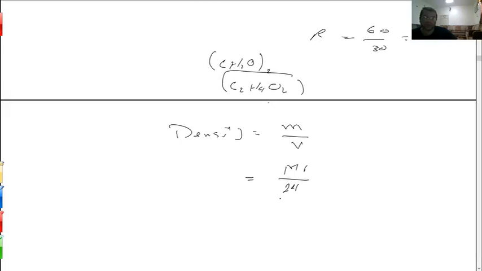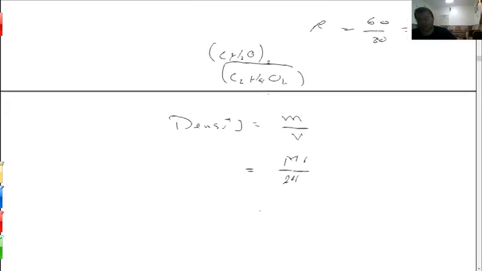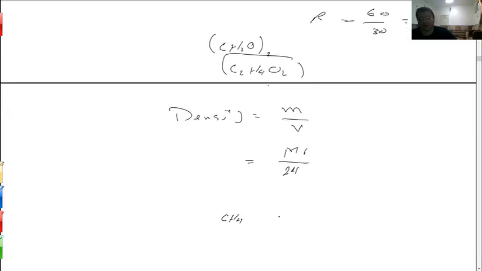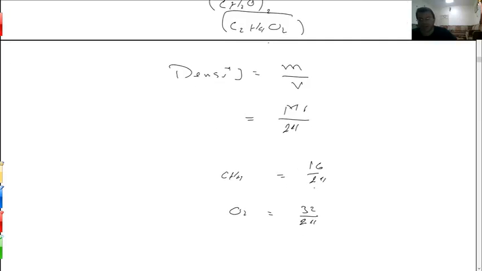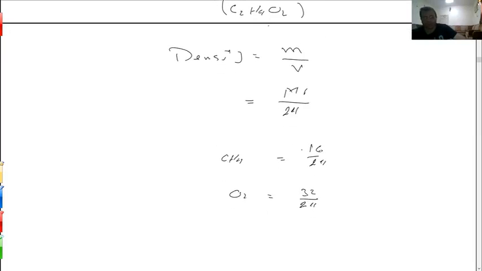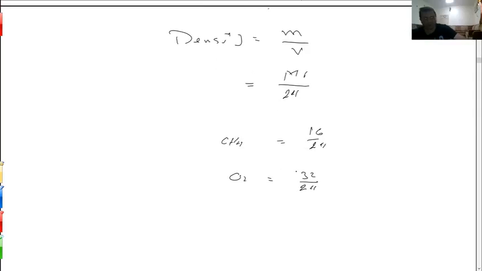If I ask you which one is denser, oxygen or methane, find the density for each of them. For methane, CH4, it will be 16 over 24. For oxygen, O2, it will be 32 over 24. So oxygen is higher in density than methane, as you can observe. This is for calculating the density of any gas, using the molar volume and molar mass.